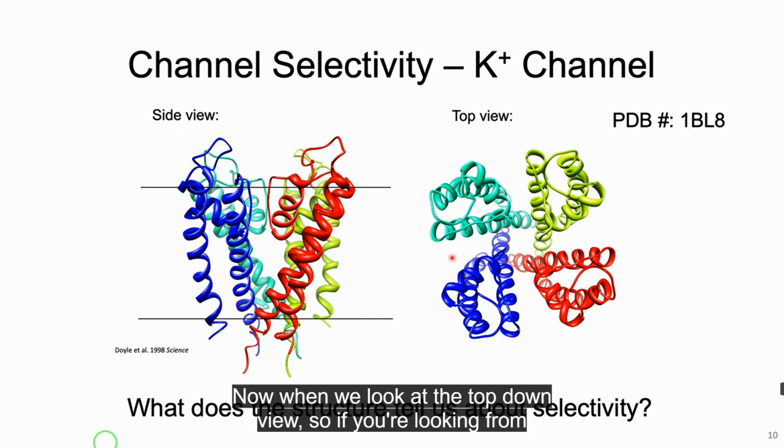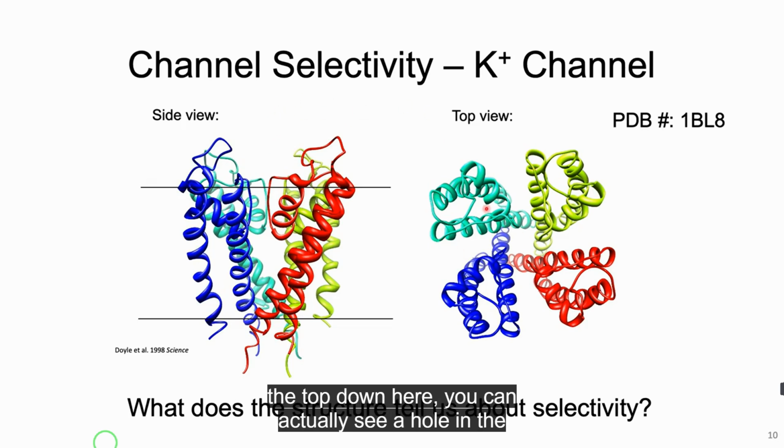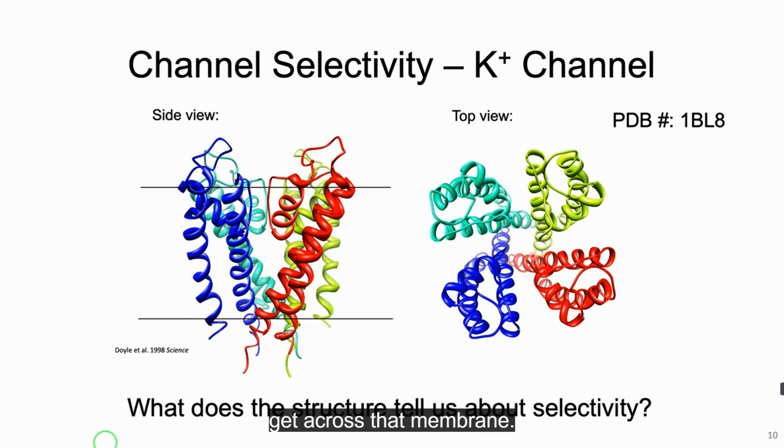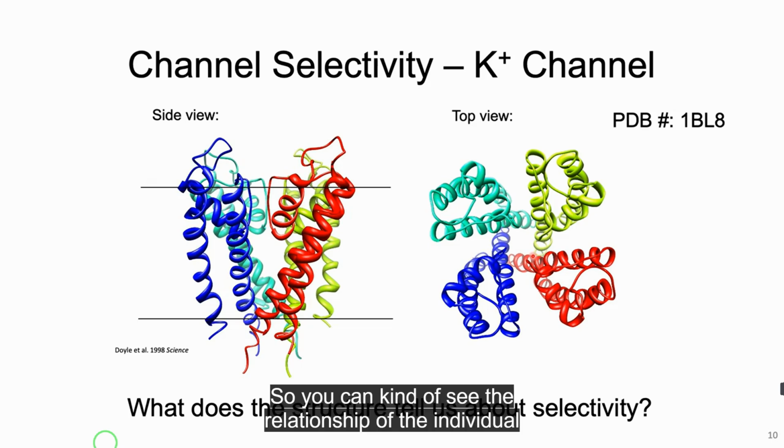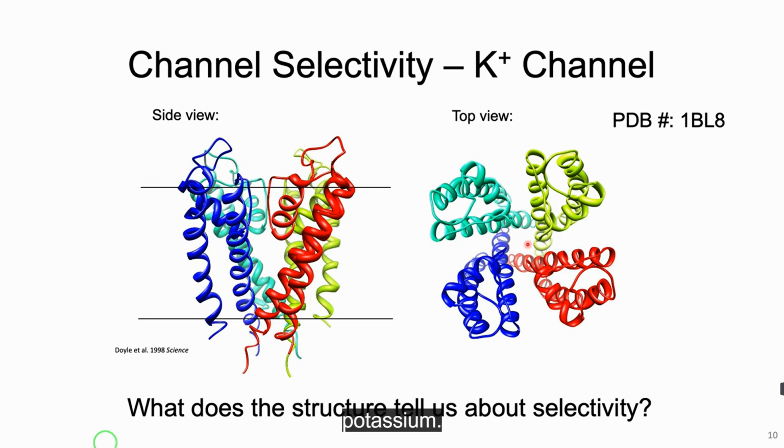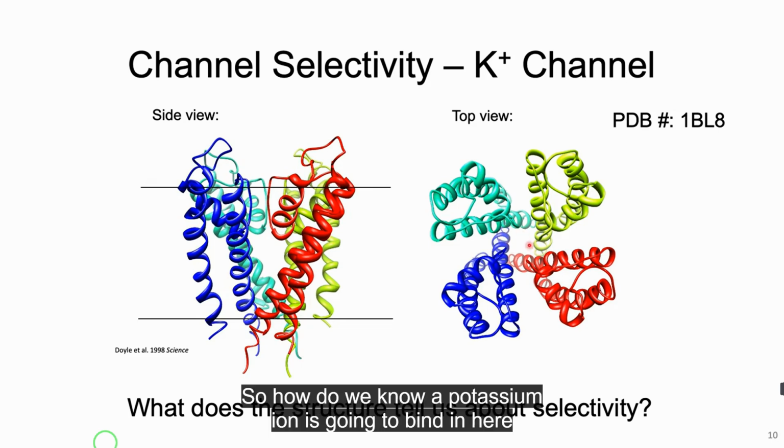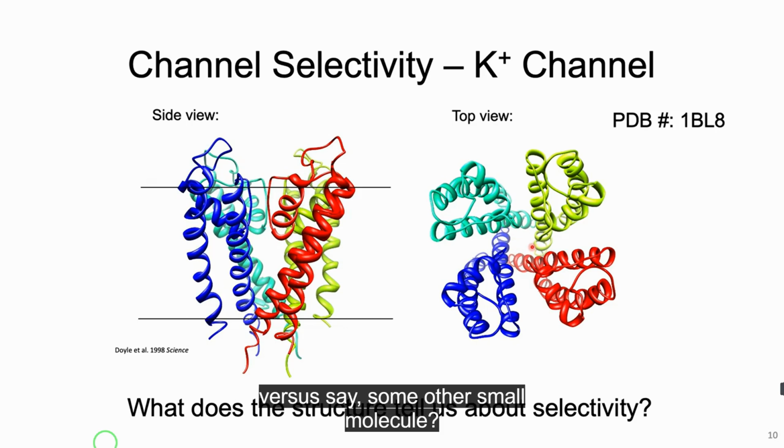Now, when we look at the top-down view, you can actually see a hole in the middle. And this is essentially what an ion would see if it's looking to get across that membrane. So you can see the relationship of the individual subunits, but it doesn't really tell you how it selects for potassium. How do we know a potassium ion is going to bind in here versus, say, some other small molecule? Now, what they didn't know at the time is that this is actually the closed conformation.